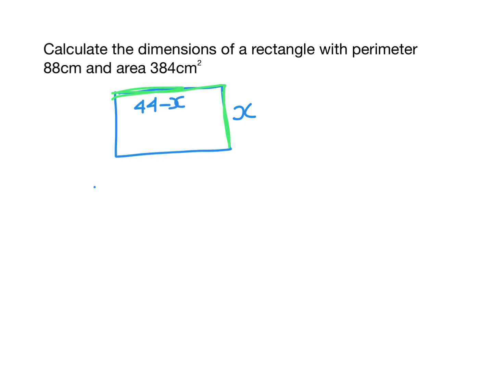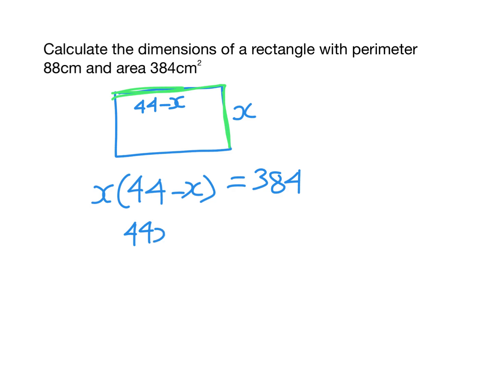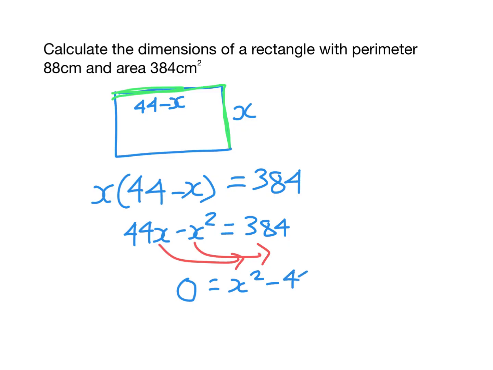So the area is just width and length multiplied together. I'm solving this equation here. Now, whenever you're solving a quadratic equation, whether you're using factorization or quadratic formula, you must first make one side equal 0. So I'm going to expand the brackets here. I have one side equals 384. So what I'm going to do is move both of these to the other side. I need one side to equal 0 before I factorize or use the quadratic formula. So I get x squared minus 44x plus 384 is 0.